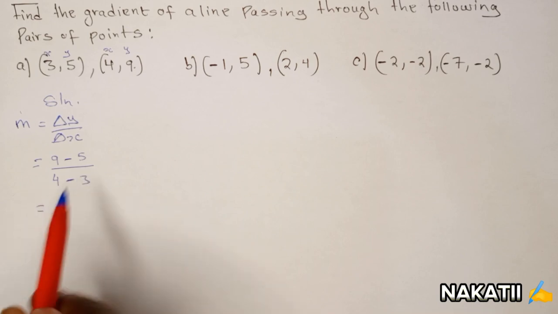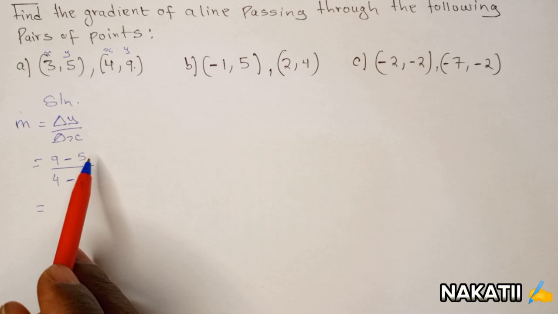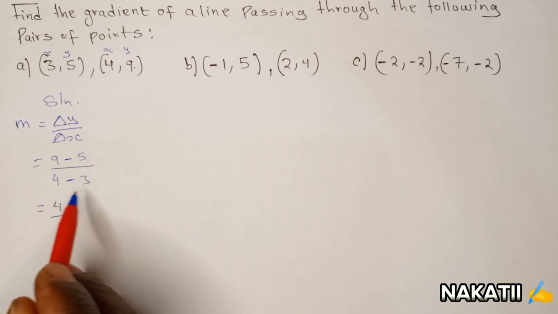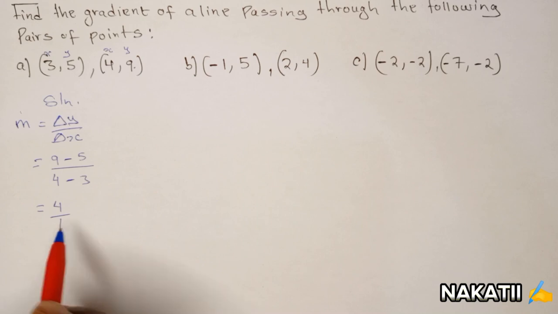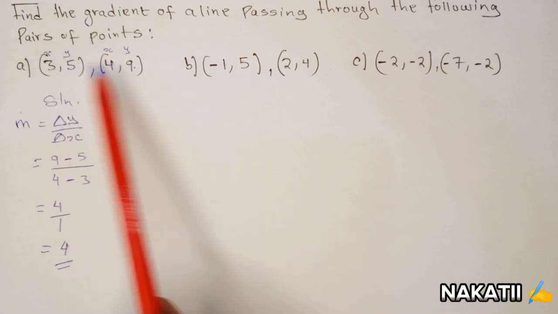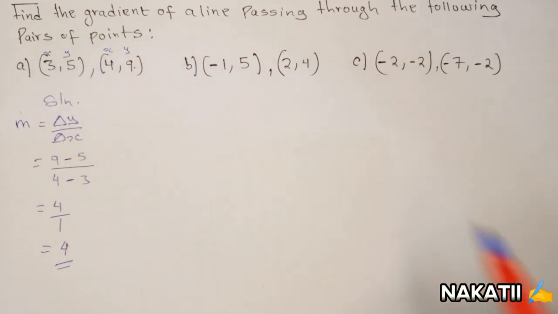So if you simplify this one, 9 minus 5 gives you 4. Then 4 minus 3 gives you 1. So your answer becomes 4. So the gradient that is passing through this pair of points is 4.